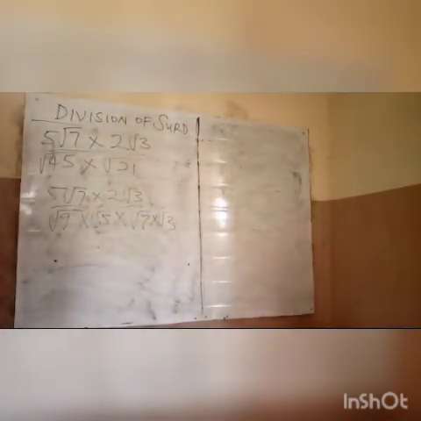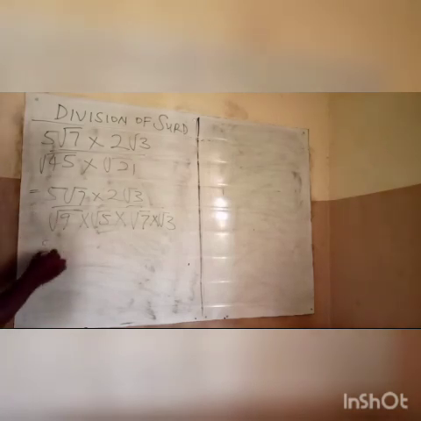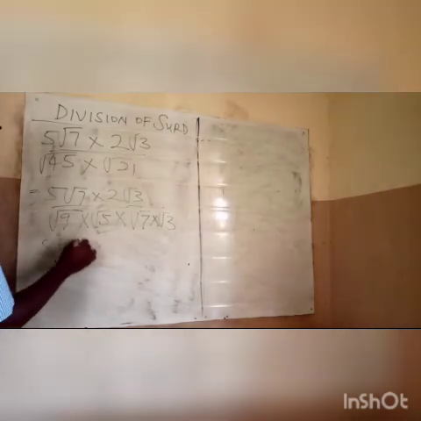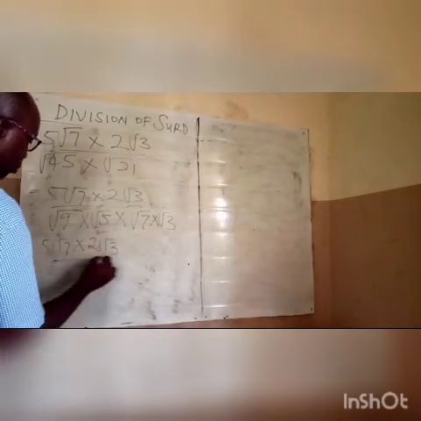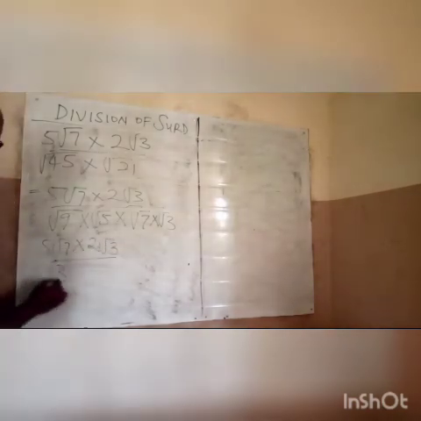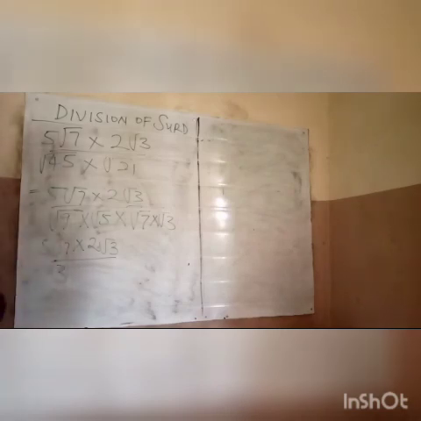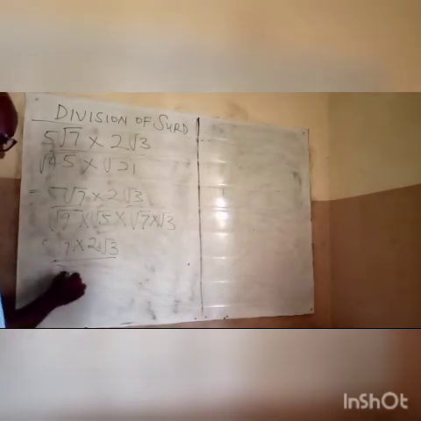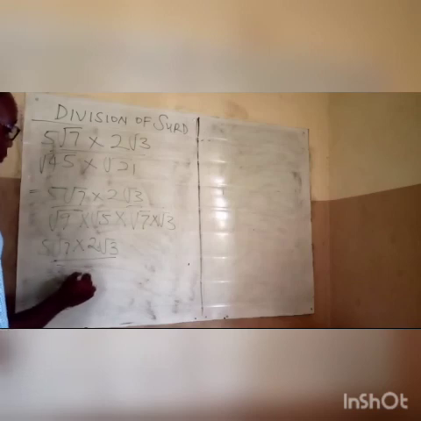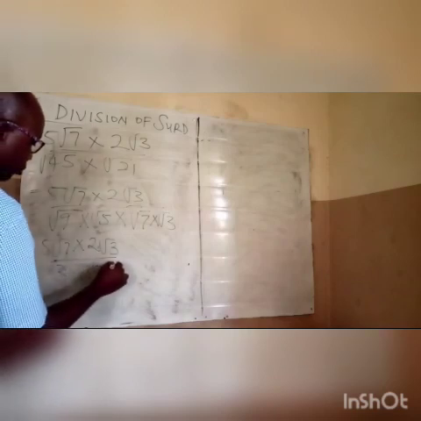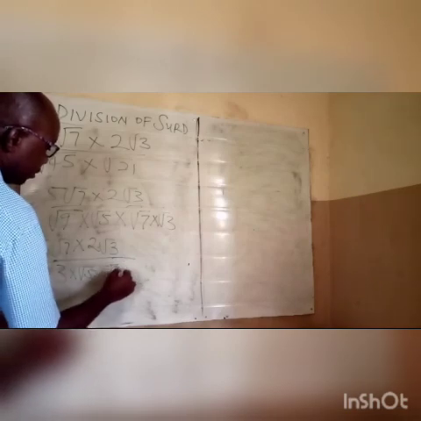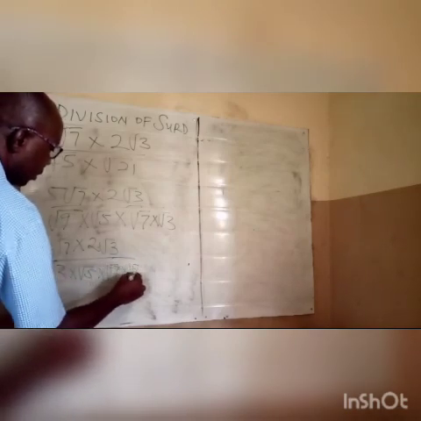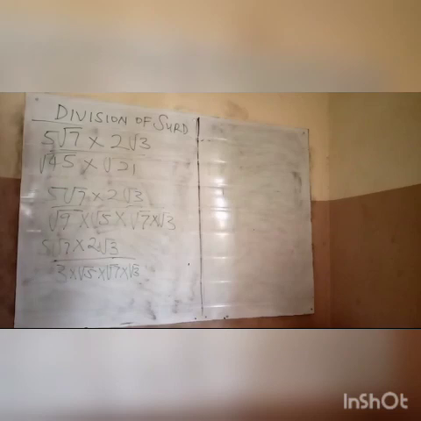So when we put it further, we now have 5 root 7 times 2 root 3 all over 3 times root 5 times root 7 times root 3, because root 9 is 3. We can actually cancel it out.